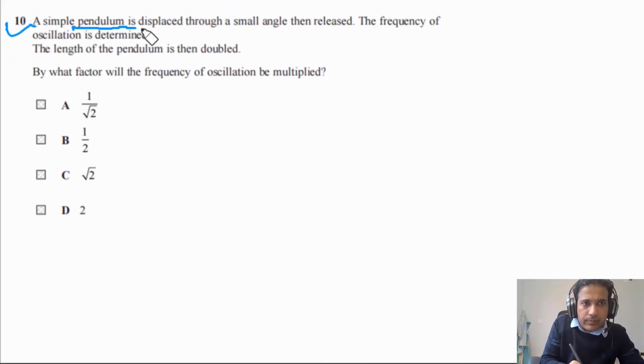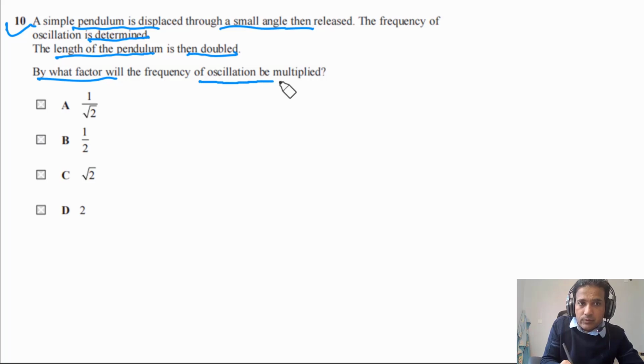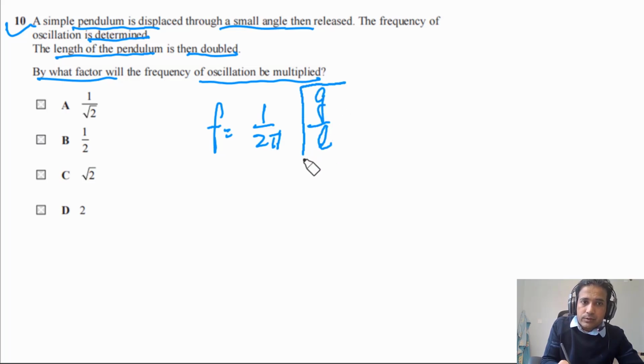Question 10 says a simple pendulum is displaced through a small angle then released. The frequency of oscillations is determined. The length of the pendulum is then doubled. By what factor will the frequency of oscillation be multiplied? First of all, we need to understand the formula for frequency. f is equal to 1 over 2 pi square root of g over L. So we can say this frequency is f naught. Now what is the value of f new?